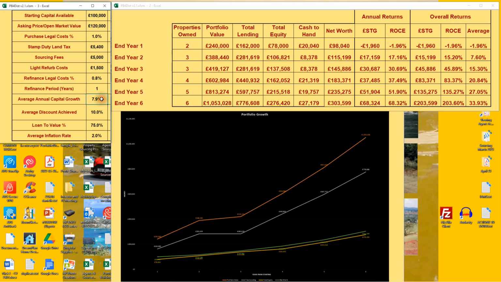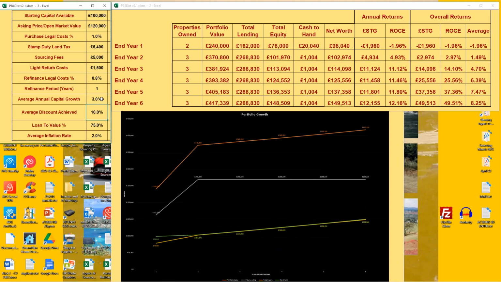So let's see, if you're in an area where the current and short-term predicted capital growth is only 3%, see the effect that has on your property. So we're currently at 6 in the portfolio after 6 years at 34% return on capital investment. Capital growth down to 3%. We've only managed to achieve 3 properties in the portfolio and we've only made 8.25% return on the capital invested. That's not so hot, is it? You've taken a risk and you could probably be earning more in another investment.